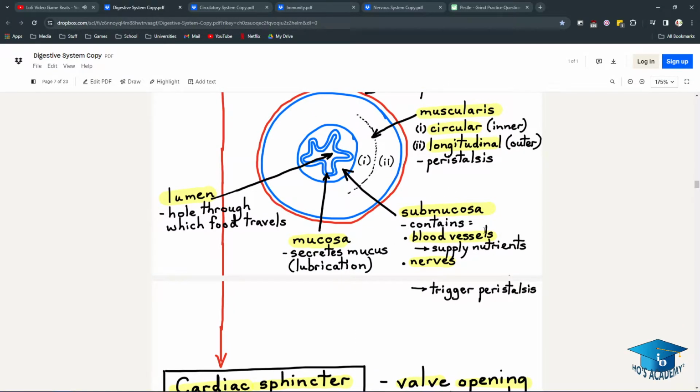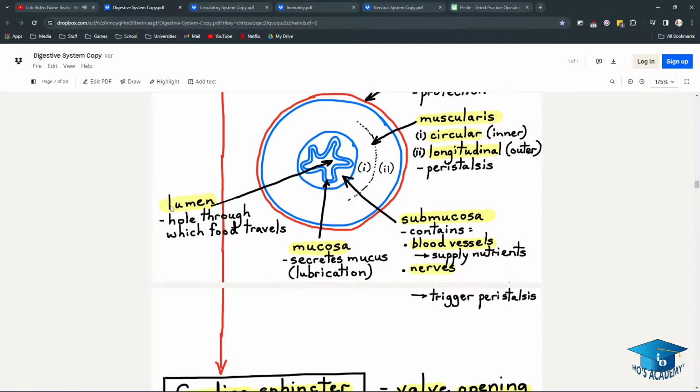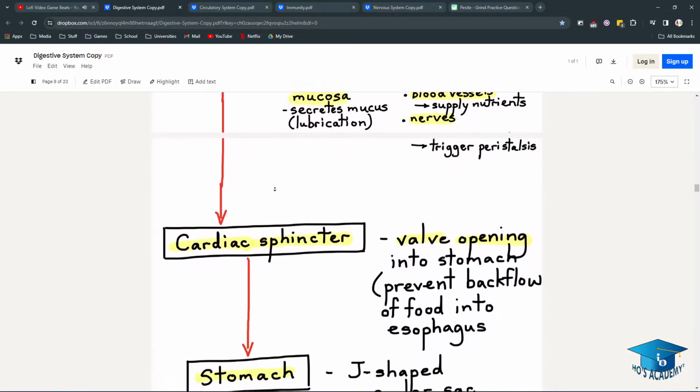And then the next layer is the submucosa, which contains blood vessels and supplies nutrients. There's nerves to trigger the peristalsis activity. Then is the mucosa, which protects the lumen. It secretes mucus to let the food slide down easily, and the lumen is a hole through which food travels. And remember, lumen just means hole in a tube in biology. It doesn't have to be restricted to just the esophagus.